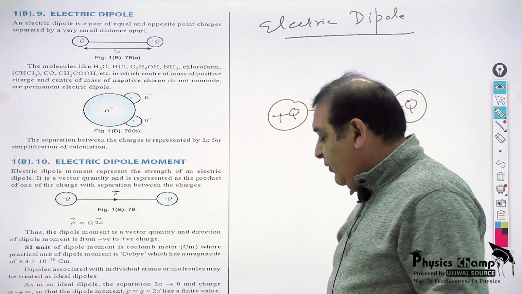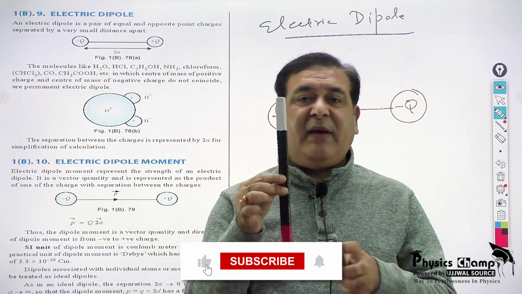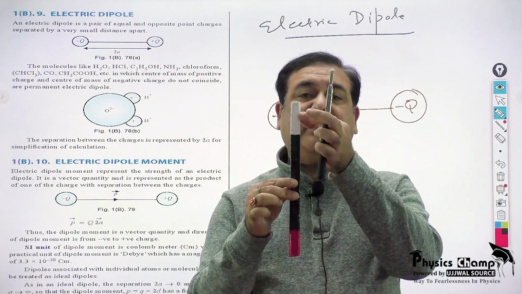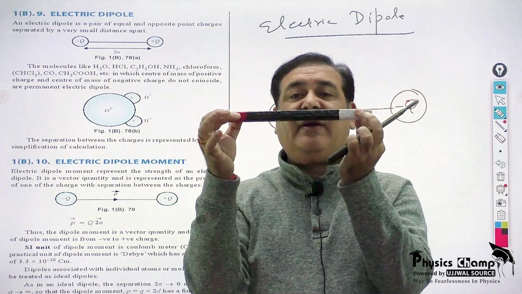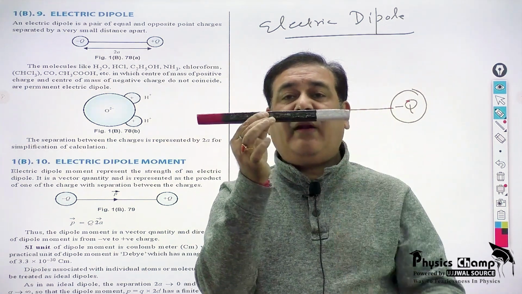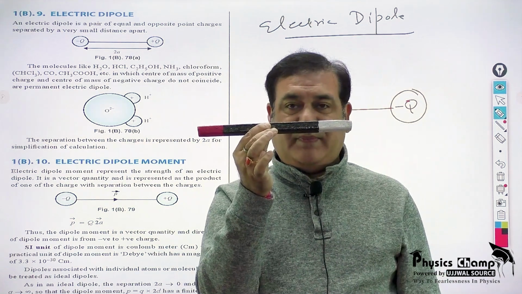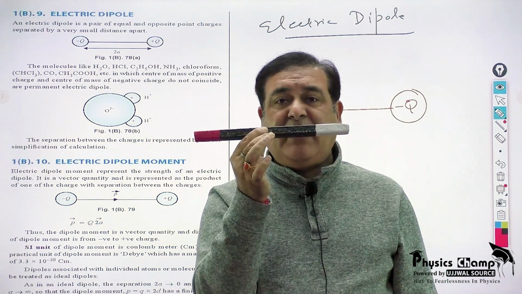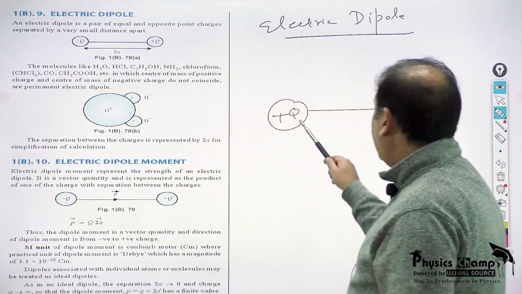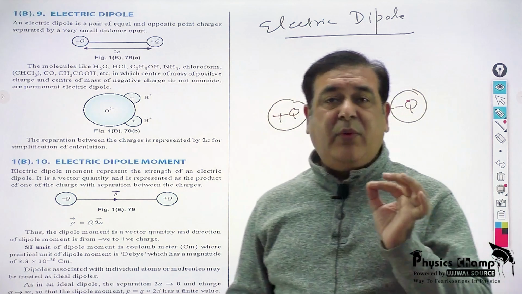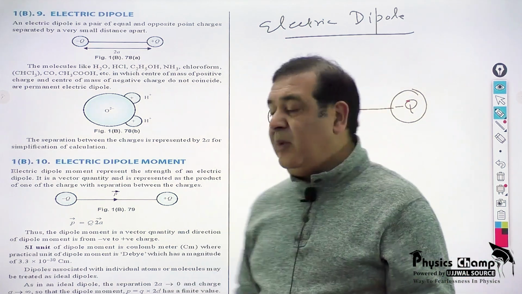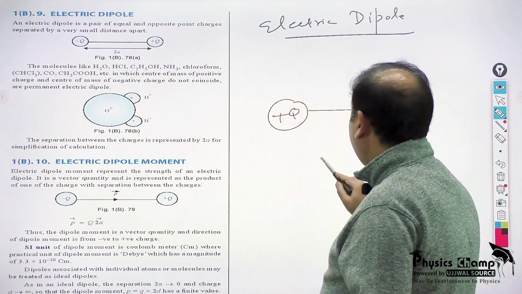So in case I take this rod and I say this is a positive charge and this is a negative charge on this rod, they are placed some centimeters apart. Is it an electric dipole? My answer is no. The important thing is for an electric dipole, the charges should be separated by few angstrom.